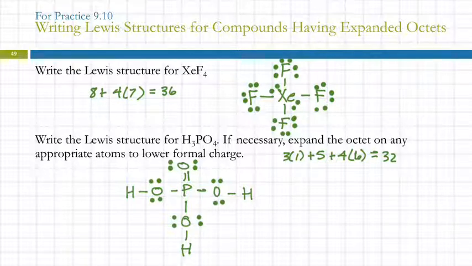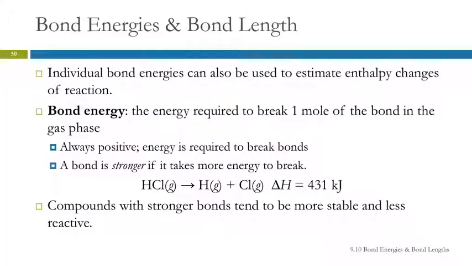So when you have an element that's in the 3rd period, 4th period, 5th period, 6th period, 7th period, and you draw a Lewis structure and you have formal charges, look at expanding the octet on that larger atom and see if you can get 0 formal charges.